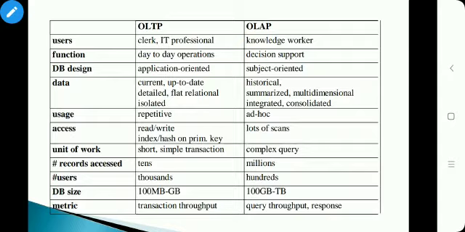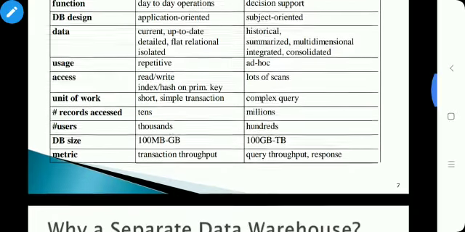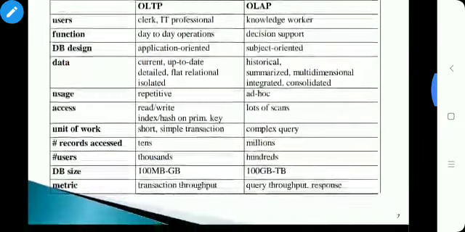Records accessed in OLTP are tens, but in OLAP we are accessing millions of records as we are keeping the historical data also. The number of users is thousands in OLTP, while in OLAP it is hundreds, because only management persons can access OLAP. DB size of OLTP is 100 MB to GB, while OLAP is 100 GB to terabytes. Okay, and the metric is transaction throughput for OLTP, while for OLAP it is query throughput or response. Okay, the next topic will be explained in the next lecture.